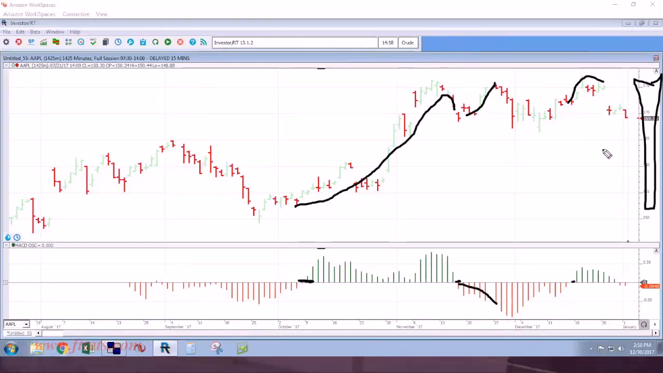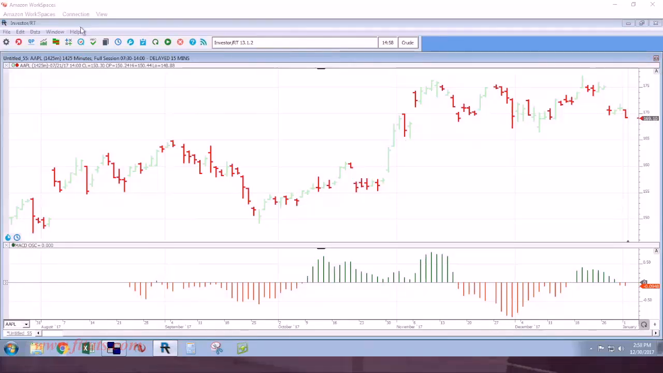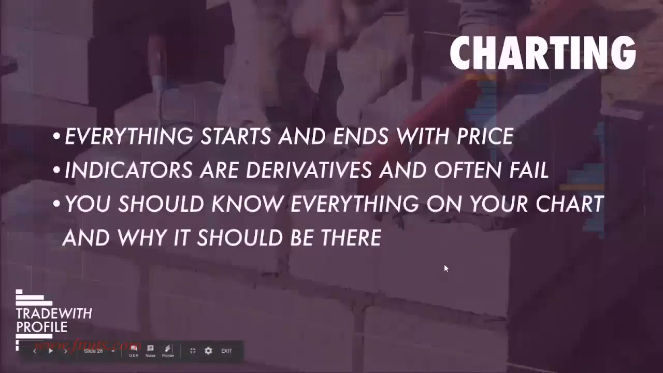So when you add onto your charts, and we see this all the time, we see traders who have all kinds of stuff on their charts, and they're like, "Well, you know, why do you have that on your chart?" Well, because I saw this guy that had it on his chart, and he made this big trade. Okay, but do you have any idea what exactly that thing is that's on there? If you don't know what everything is on your chart, it should not be there. You should know everything that's on your chart and why it should be there. If you don't know, then it should not be on your chart.